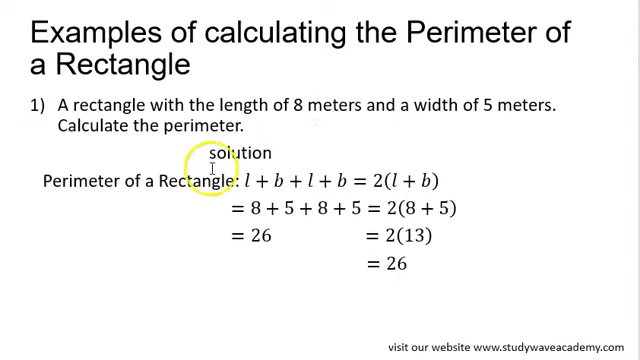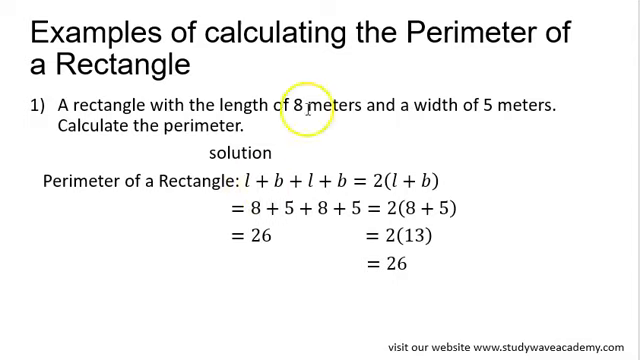Okay, so now our first step is to write out our formula, and the formula for our rectangle is L plus B plus L plus B, which is the breadth or width. Okay, or we write it 2 bracket L plus B bracket close. Now, when we have written our formula, we input our numbers into this formula. Write it the way it is.